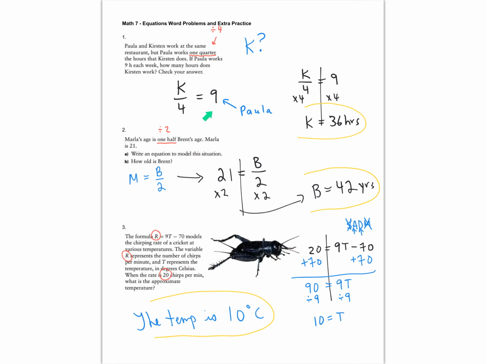So basically, this is our equation. Kirsten's hours divided by 4 will give us Paula's hours. And we just solve it, times both sides by 4. Kirsten worked 36 hours. Number 2, Marla's age is 1/2.